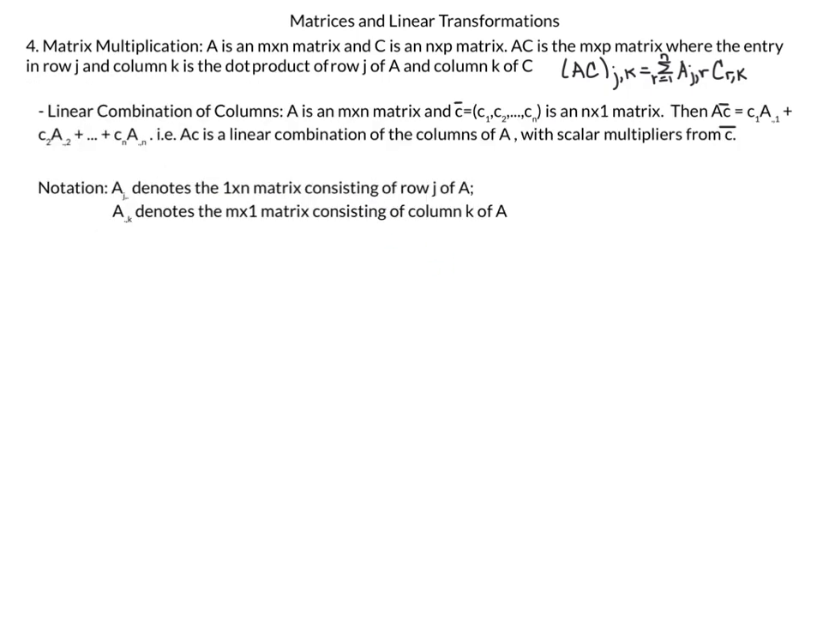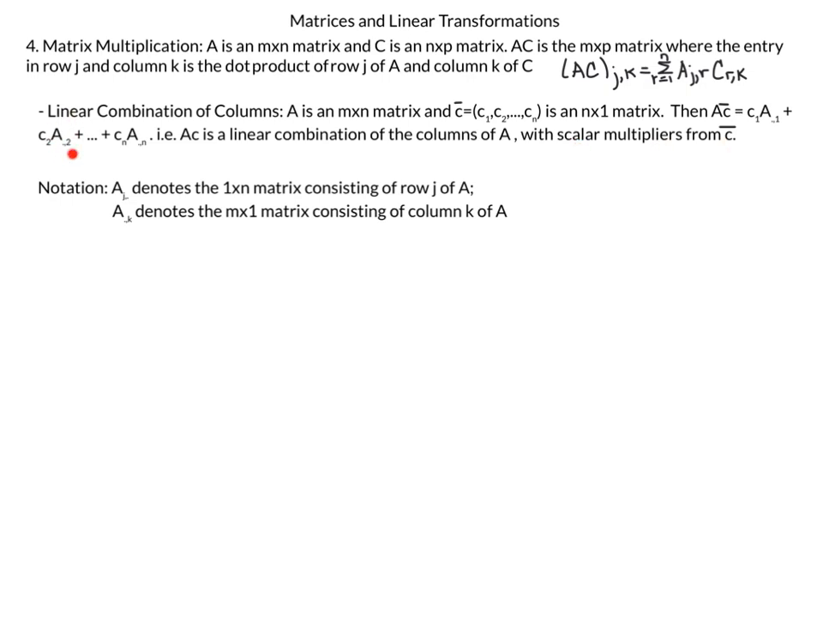Our next topic is about linear combinations of columns. If A is an m by n matrix and C is an n by 1 matrix, then A times C is equal to C1 times the first column of A plus C2 times the second column of A, up to Cn times the nth column of A. That is, AC is a linear combination of the columns of A with scalar multipliers coming from C.